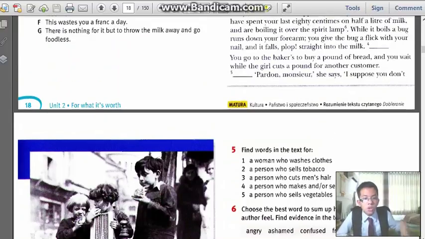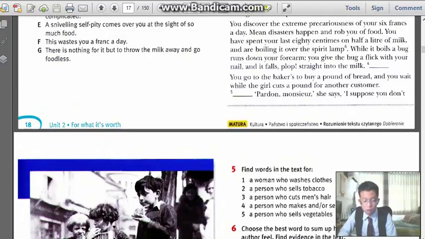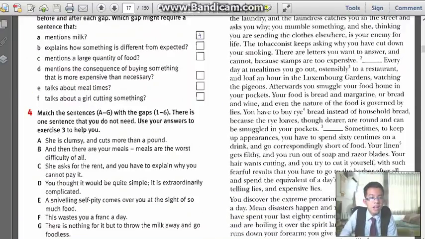You go to the baker's to buy a pound of bread, and you wait while the girl cuts a pound off for another customer. Pardon, monsieur, she says. I suppose you don't. So this is about cutting bread, but it says meal times. So not yet about meals. Or number 5. Oh, we'll pass number 2. The tobacconist. No, there's not it. There are letters that you want to answer and cannot because the stamps are too expensive. Every day at meal times you go out.